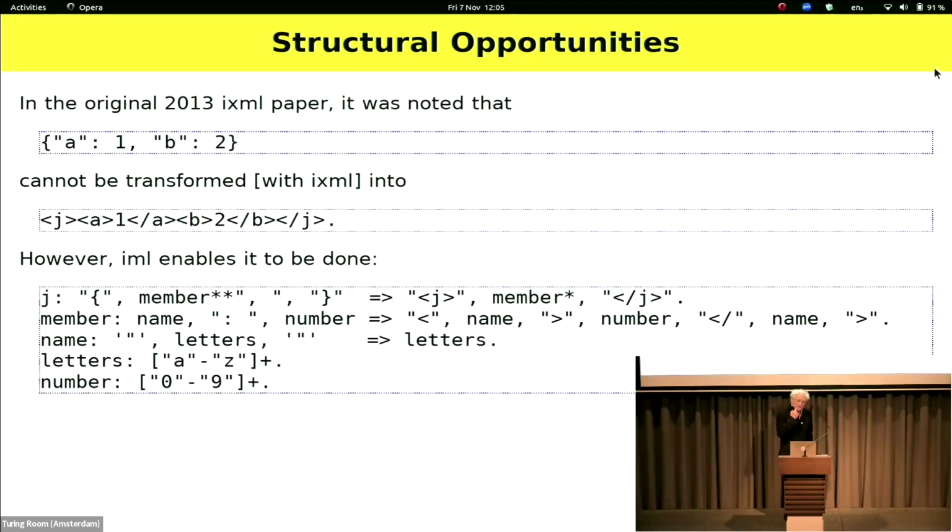So in my original 2013 ixml paper, I pointed out that something like this, open curly bracket, A colon 1, B colon 2, can't be transformed with ixml into an element A with the content of 1 and an element B with the content 2. But now with IML, that is possible, because as we saw with using input as the names of elements, we can just do that here. When we match a member, which has got a name and a number, then we just output the name as the name of the element and the number as the content of that element.